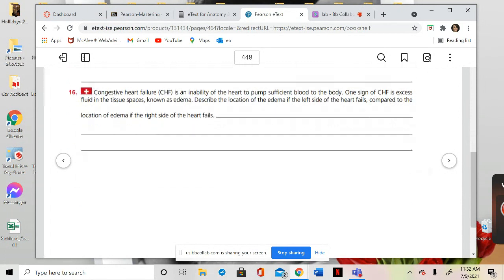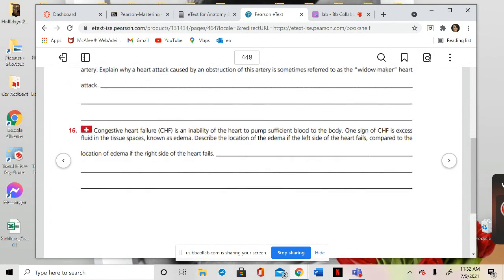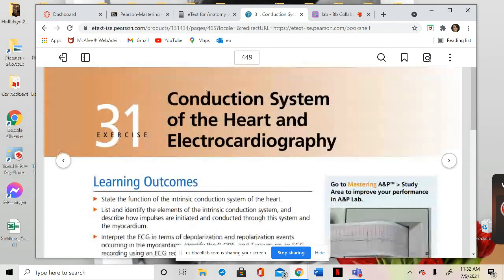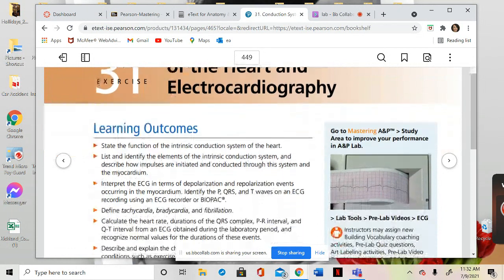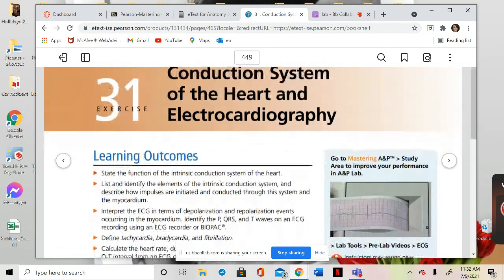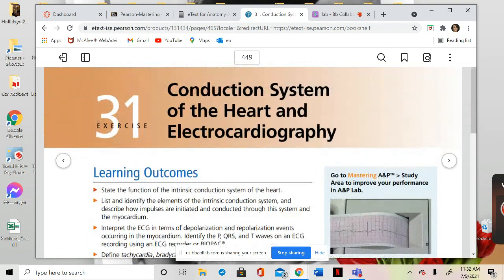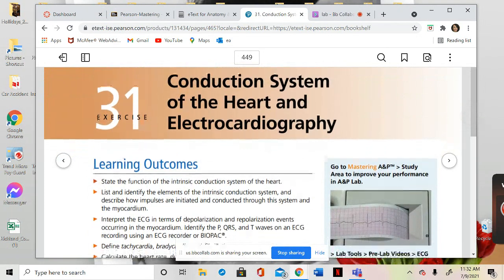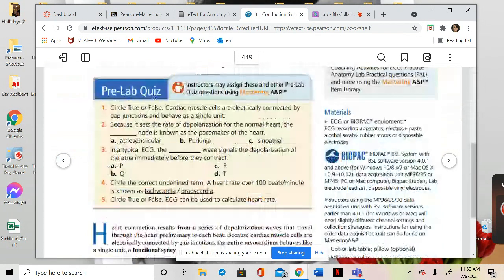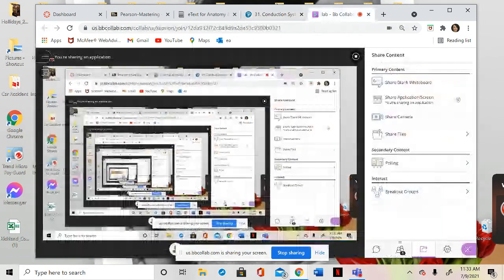That concludes our lab for today, what I need you to study. If you have any questions, please never hesitate. Next, in Unit 2, we are going to study the conduction system and the ECG of the heart. All right, thank you.